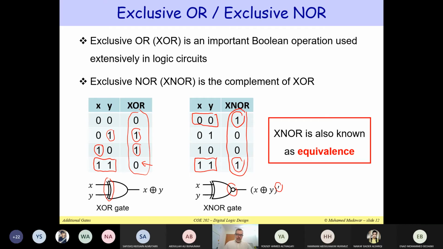Now, the exclusive NOR is also known as equivalence, because if you look here at the truth table, when both inputs are 0 and 0, or both are 1 and 1, it means that the inputs are identical. You get the output equal to 1. So the output is 1 when X is equal to Y. And for this reason, exclusive NOR is known as equivalence.